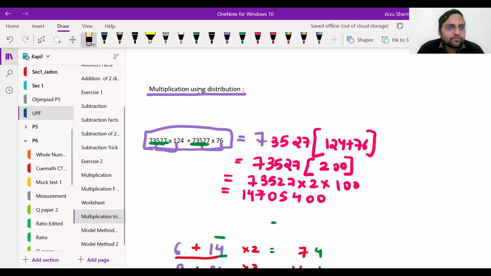So see, we need to multiply 73,527 by 200. So 73,527 times 2 is actually 1,47,054. And then when you multiply this by 100, you get this number.